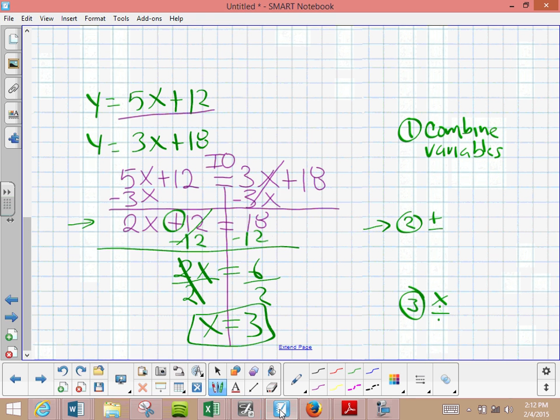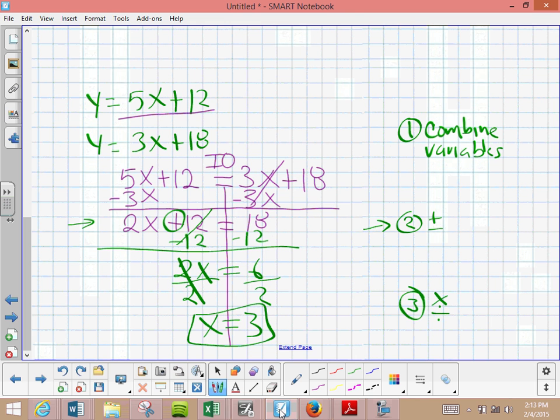On the first one, you combine the variables. On the second step, you add or subtract. On the third step, you multiply or divide. It's only 3 steps, and you can even put them on your fingers. Whatever's there, look at it. 2x plus 12 equals 18. If I tell you you can add or subtract and you do an inverse operation, what are you going to do?